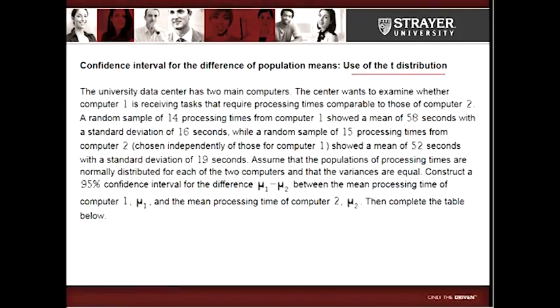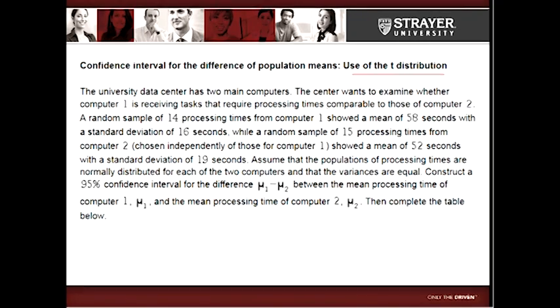Now here we're going to look at the t-distribution. The t-distribution is used when you have a smaller sample and you don't know your standard deviations, okay, your population standard deviations.